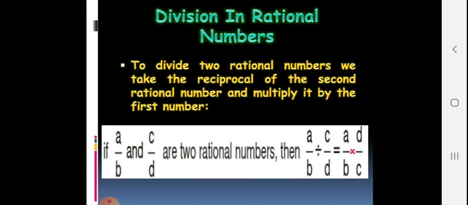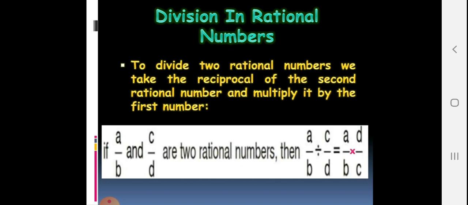Now let's talk about division of rational numbers. To divide two rational numbers, we take the reciprocal of the second rational number and multiply it by the first number. Here I will give you a hint. You have to apply keep, change, flip. That means whenever two rational numbers are in division, you keep the first rational number as it is, change the division sign to multiplication, and flip the second rational number.